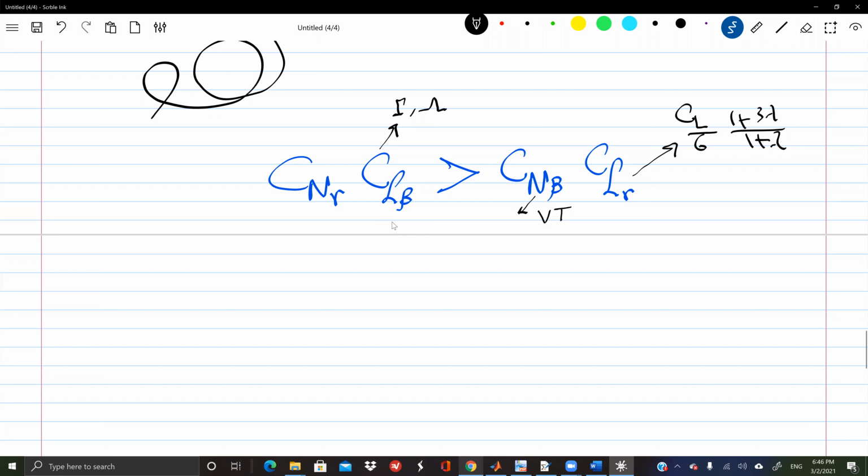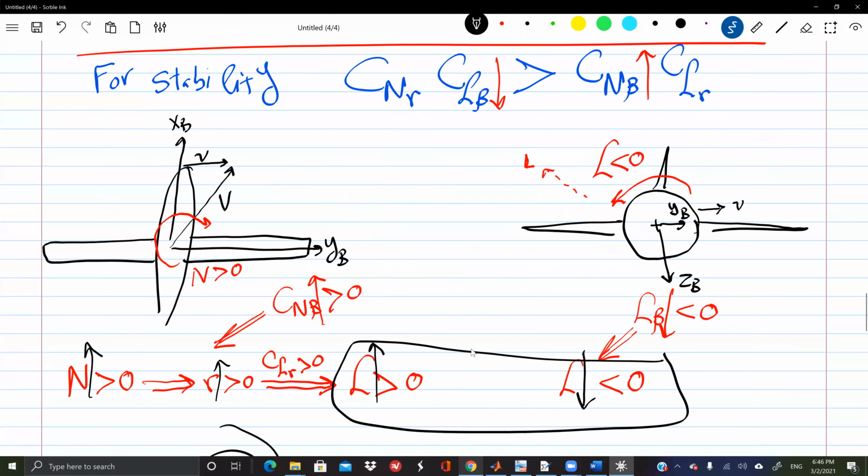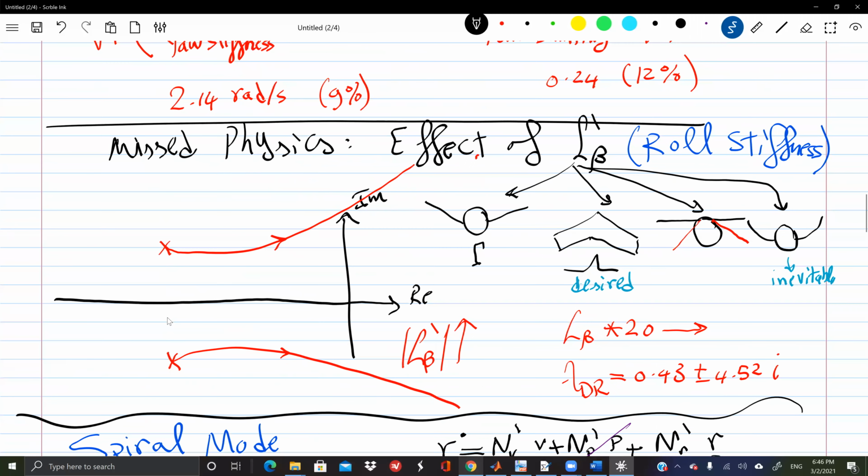Leads to instability. I'm sorry, say it again, Fernando. It makes the system unstable, right? Exactly. What system? What part of the system will go unstable? What mode? It's again the Dutch roll mode. This root locus, these eigenvalues were for the Dutch roll mode.